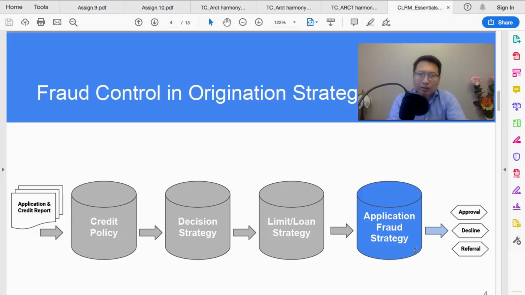So usually it sits at the end of the origination decision engine. If the application passes the fraud check, then at the end it's either approval in most cases, but there could be decline or referral for further investigation. Okay, let's dive into the fraud strategy at origination.